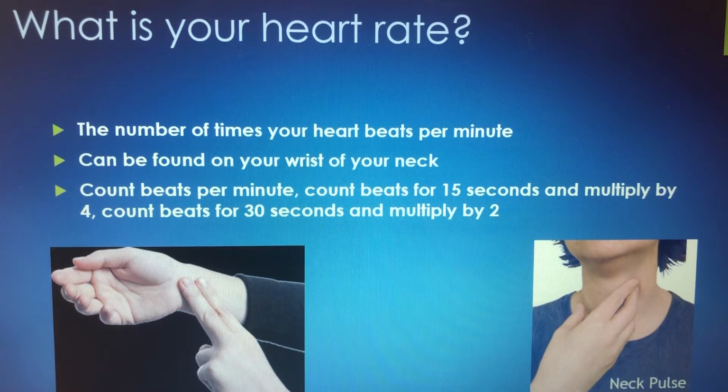Your heart rate is the number of times that your heart beats per minute. As you see in some of the pictures we have here, you can find it either on your wrist or on your neck, and you can do this by counting the number of beats you feel per minute. You can also do this by counting the number of beats you feel for 15 seconds and multiplying that number times 4, or counting the number of beats you feel for 30 seconds and multiplying by 2.